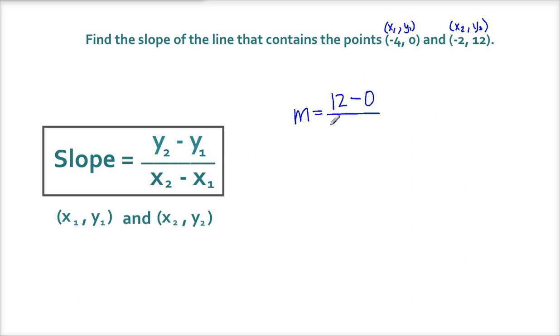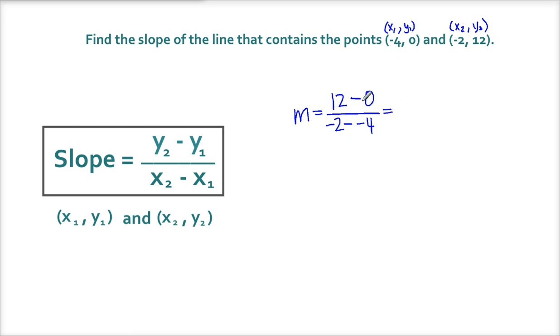x2 is a negative 2 minus x1, which is negative 4. Now this looks weird because we have a minus and a negative sign right next to each other, but this is correct because there is a minus sign in my slope formula. So I'm taking negative 2 and I'm subtracting negative 4.